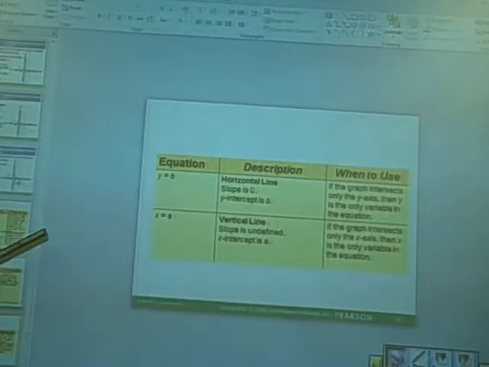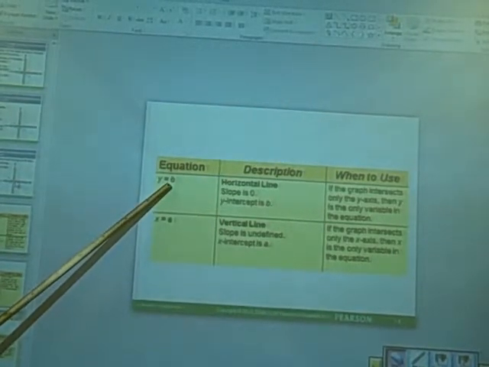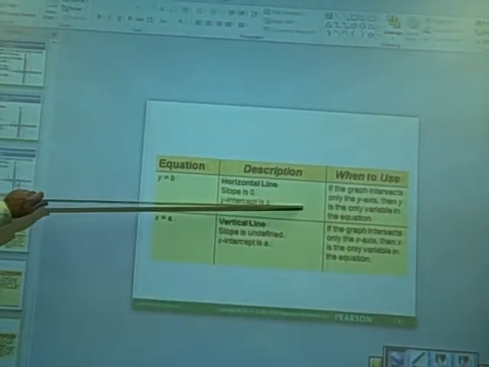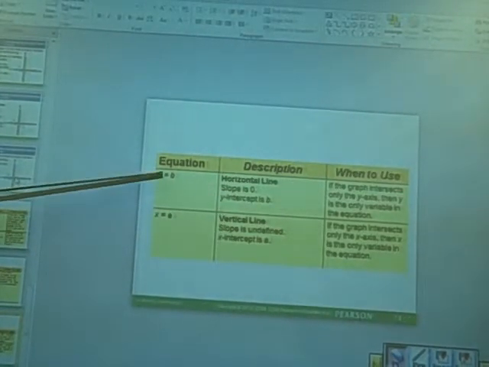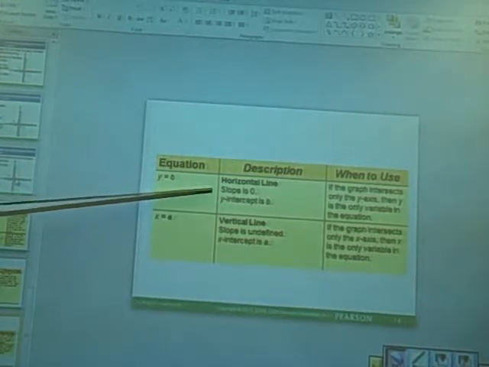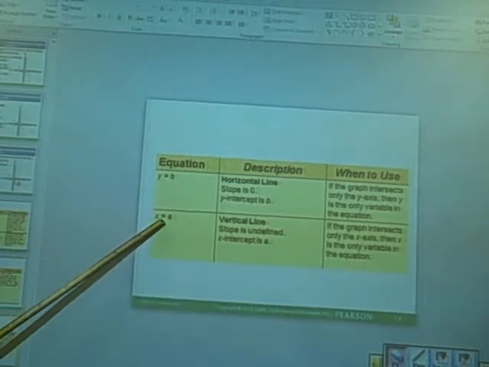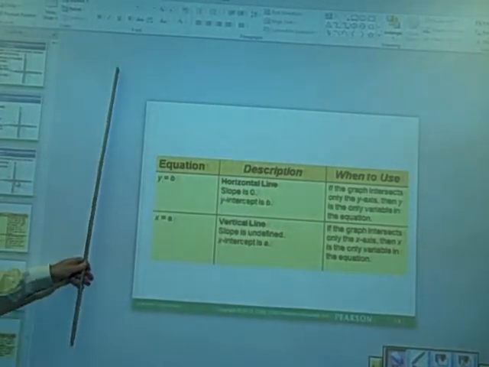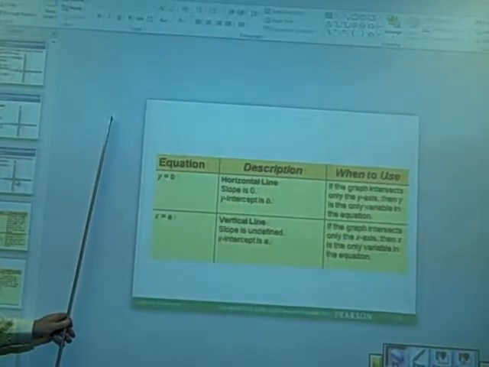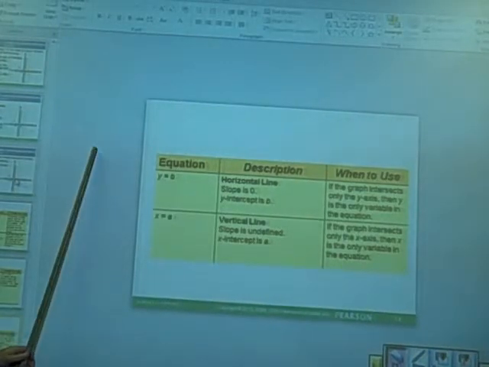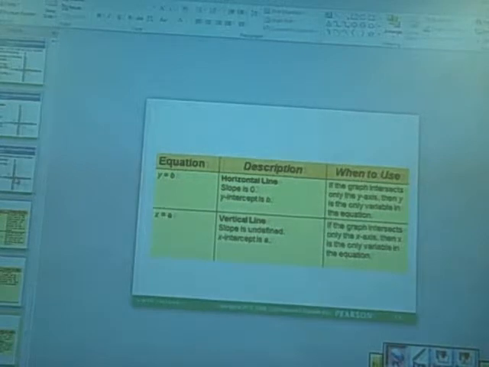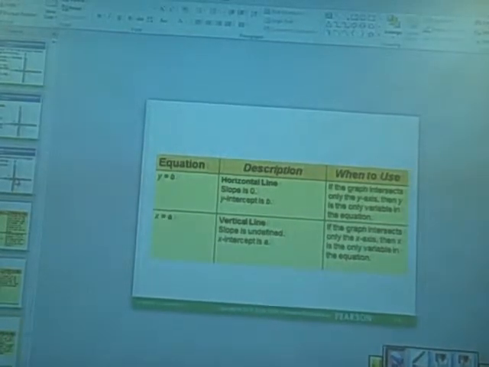When you have an equation y equals some number, your line is going to intercept the y-axis at that number. And your slope is 0. If you have x equals some number, your line is going up and down, a vertical line, and so therefore your slope is undefined. Okay? Alright, questions with that?